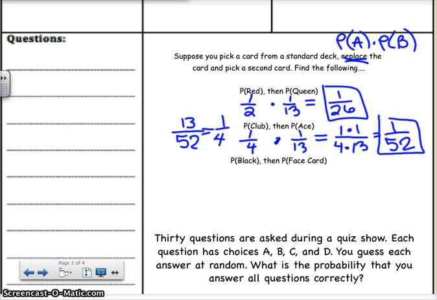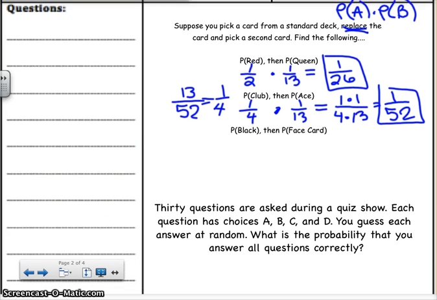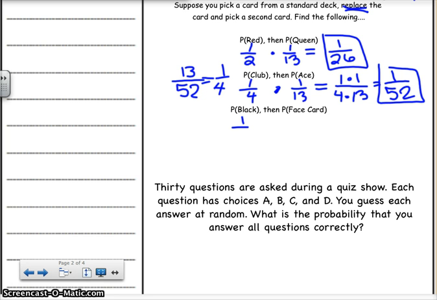The probability of black, then a face card. A black card is a half. Half is black or red, right? Face cards, jack, queen, king, assuming we're not counting aces. 12 out of 52. What does that simplify into? 3/13. Independent event because I'm replacing it. So now I just multiply them. 1/2 times 3/13 is 3/26.